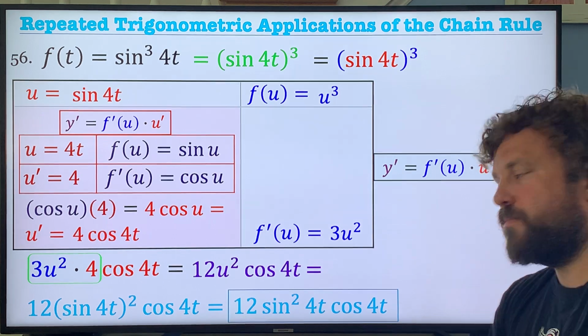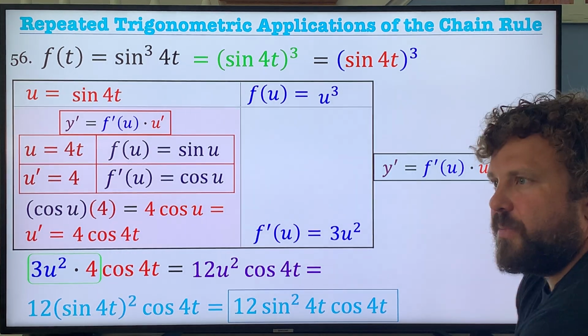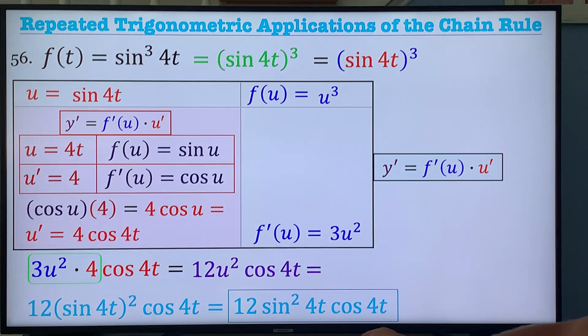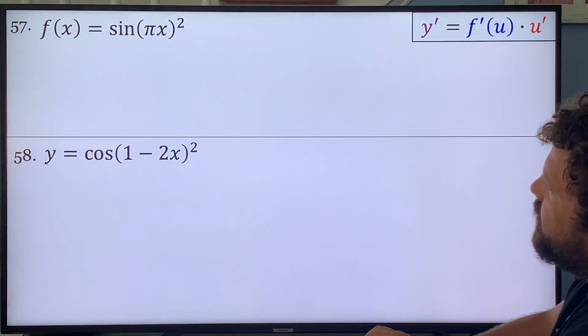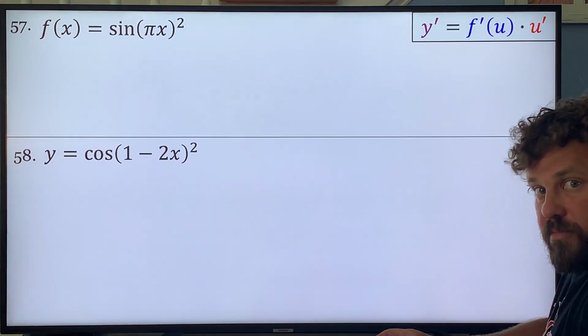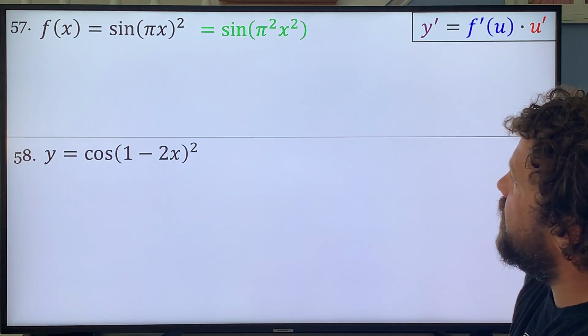And we're done. Not with the lesson, just that problem. We're almost done with the lesson. Let's do some more trig. Yay! All right. Good. All right. Let's see.